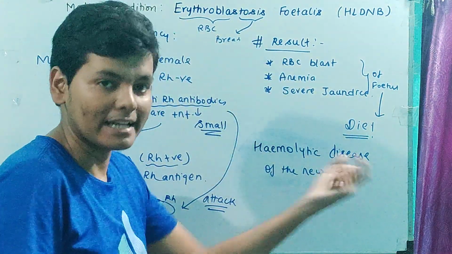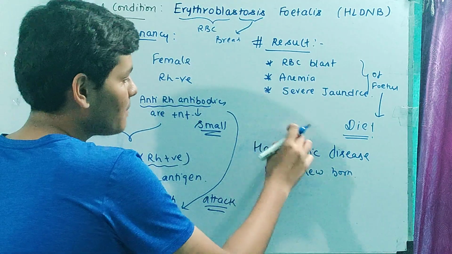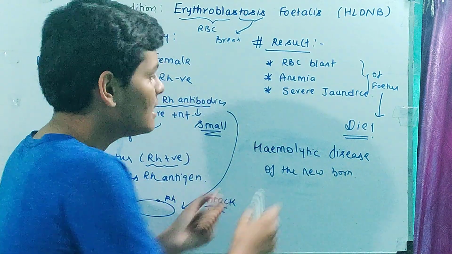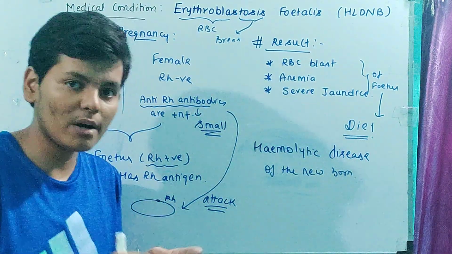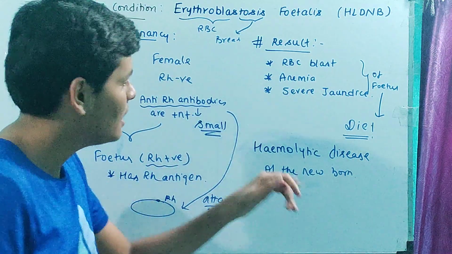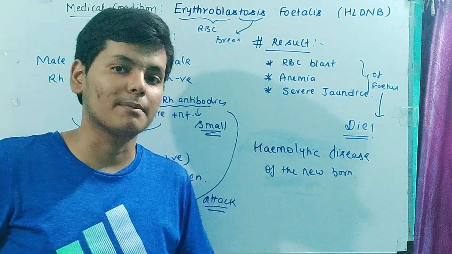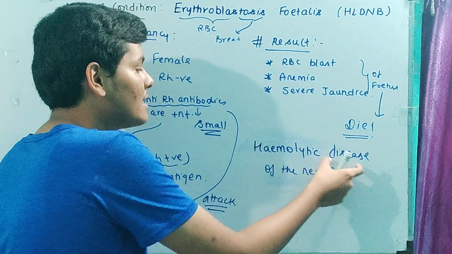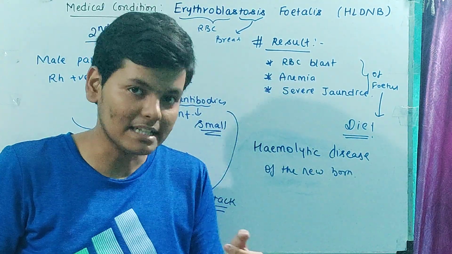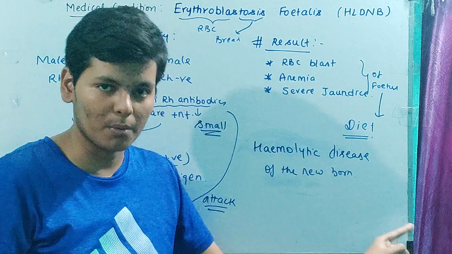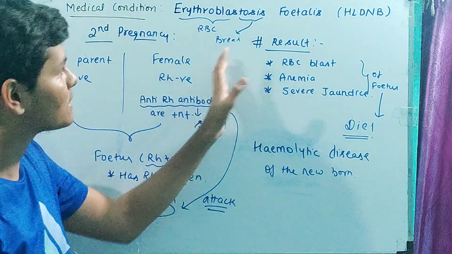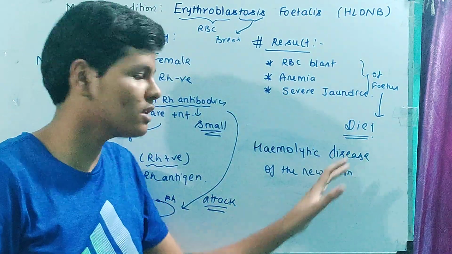Now, hemolytic, again the same meaning. Hemo means the blood cell or the hemoglobin. Lytic means lysis, so breakdown of the cell containing hemoglobin. Hemo is coming from the term hemoglobin that is present in the RBC. So hemolytic disease means the breakdown of the cells containing the hemoglobin of the newborn. This is called Erythroblastosis Foetalis or Haemolytic Disease of the newborn.